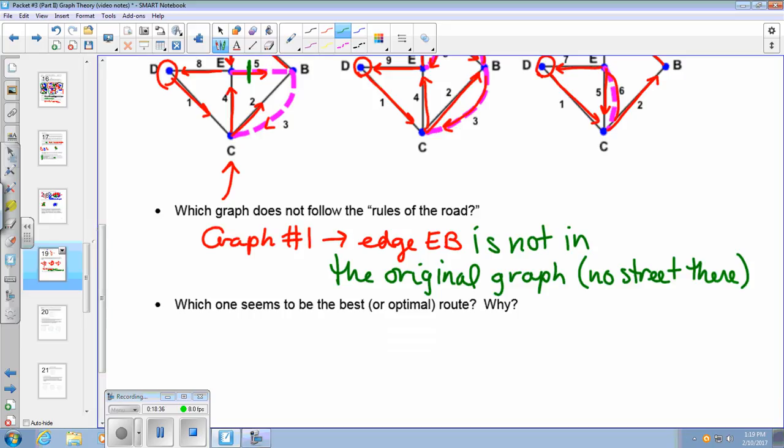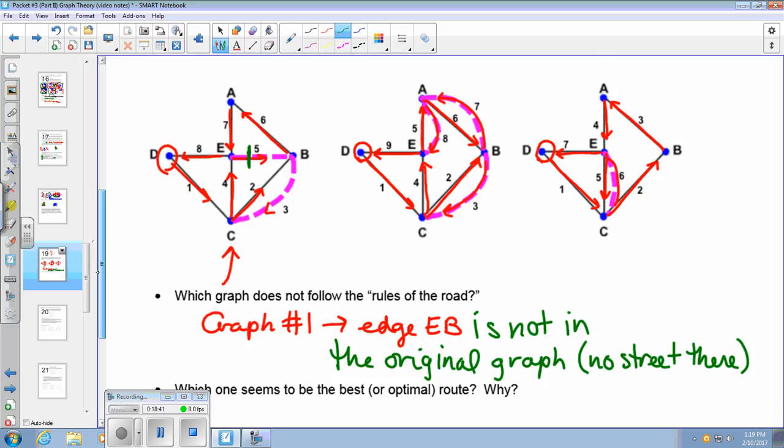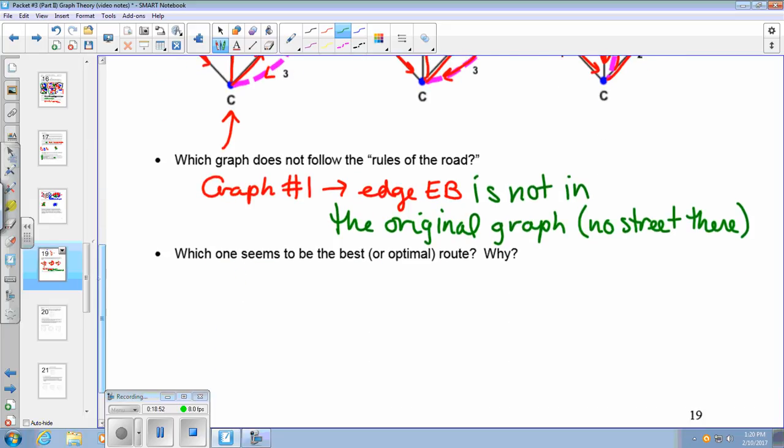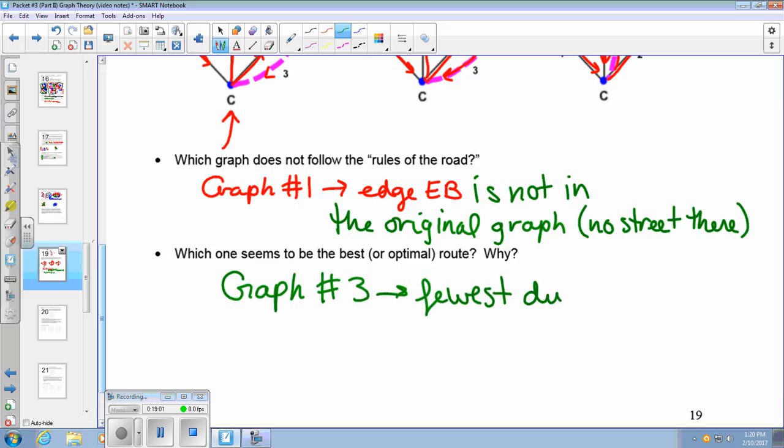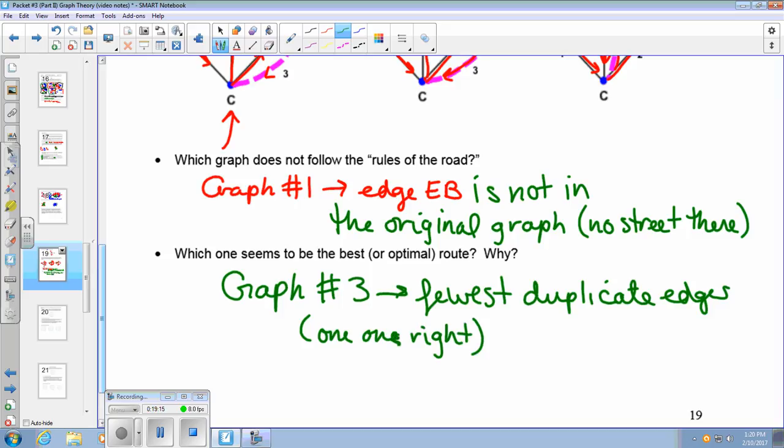All right, and the second question, which one seems the best or the optimal route? Well, graphs 2 and 3 at least follow the rules of the road, but notice that graph 3, the one on the right, only took 7 edges. Graph 2 in the middle took 9. So in terms of time and money, graph 3 is probably going to be the better option because it had the fewest duplicate edges. And again, graph number 3 is the one on the right. And graph number 1, by the way, was on the left.